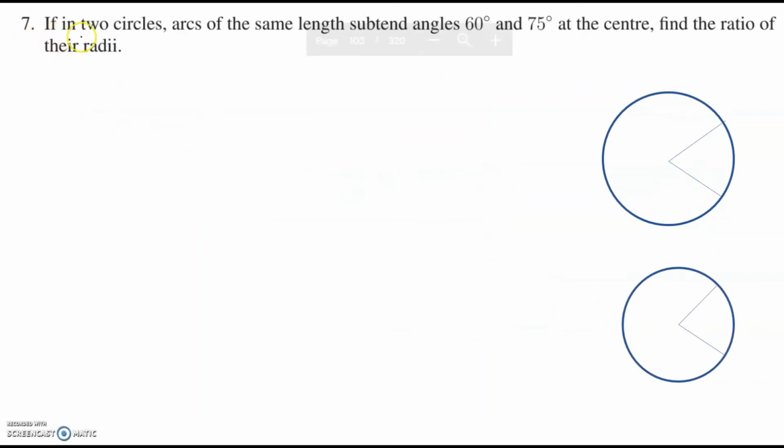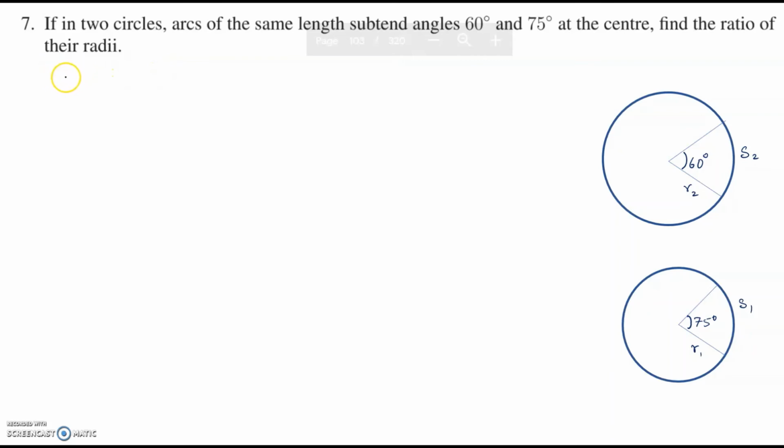Question number 7. If in two circles, arcs of the same length subtended angles 60 degrees and 75 degrees at the center, find the ratio of their radii. So what we have here is, you have two circles. So let's say this angle here is given as 75 degrees, and in the second circle the angle is given as 60 degrees. But the length here, if this is say length S1, and this arc length is S2, this S1 is equal to S2. So they have different radii. So the radii, you can define it as say R1 and R2. We need to find the ratio of their radii.